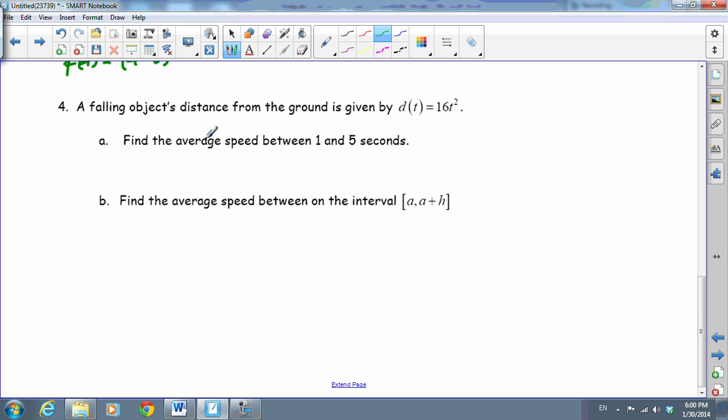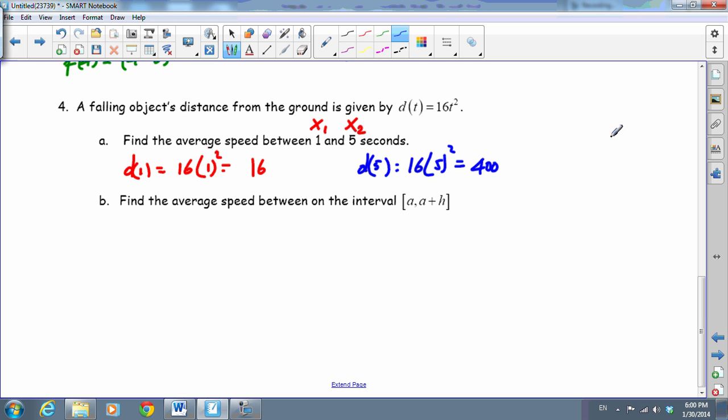Last problem. A falling object's distance from the ground is given by d of t equals 16t squared. Find the average speed between 1 and 5. Since they say between 1 and 5, I know this is my x1 and this is my x2, both of them in seconds. To find that average, first thing I need to do is find d1. d1 is equal to 16 times 1 squared, which is equal to 16. And I also need to know d5. And d5 is equal to 16 times 5 squared, which is equal to 400. To find this average rate of change, I will say it is 400 minus 16 over 5 minus 1. And this one will give you 96, and the unit here is, let's say feet, 96 feet.